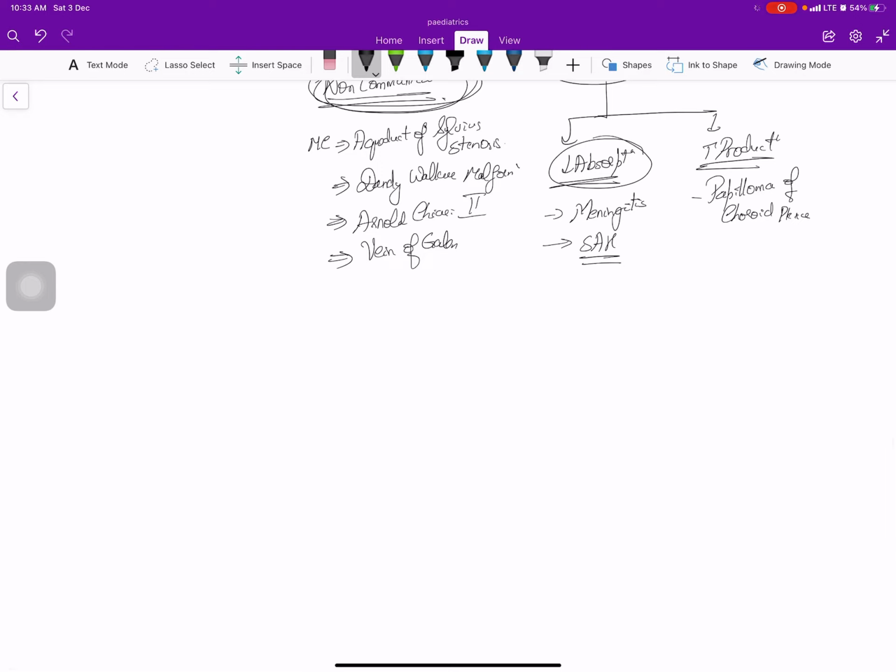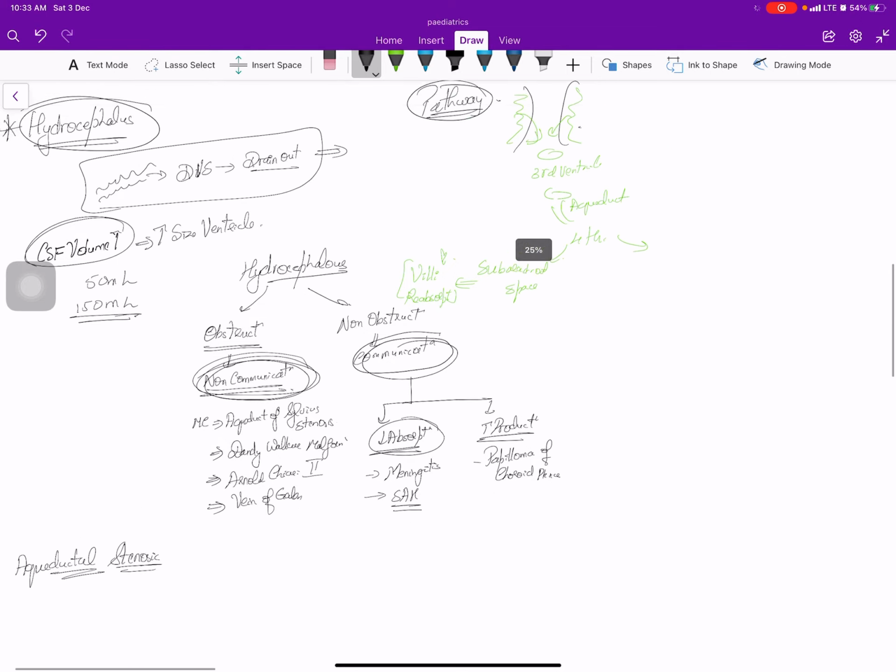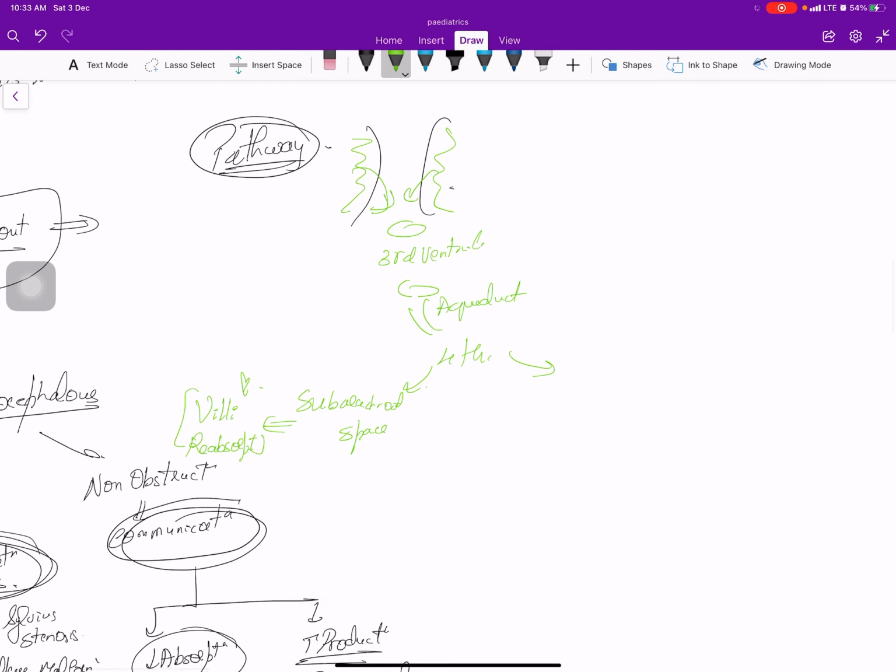So let's start with discussing these conditions. The first one, the most important and most common one, would be aqueductal stenosis. So here the obstruction will be here. So there will be obstruction to the flow. So it is what type? It's an obstructive, non-communicating type of hydrocephalus. So what we are going to do is something called a third ventriculostomy.